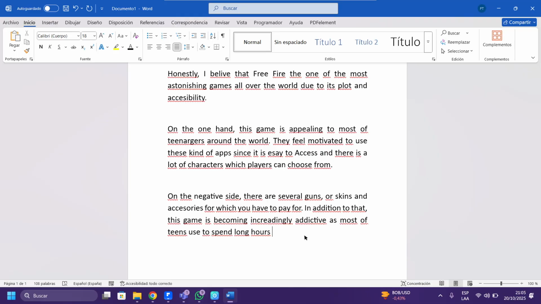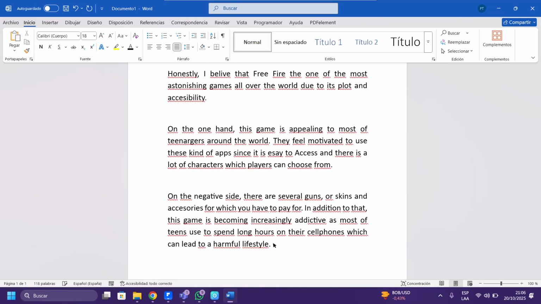So you can say here like this. You see, without knowing anything about the game, you can come up with information, for example, and keep building on it. In addition to that, this game is becoming increasingly addictive, as most teens or teenagers used to spend long hours on their cell phones, which can lead to a harmful lifestyle. And there you are, the paragraph is done. You see? You don't know anything about the game. You are not describing what the game is about or specific things about the game. You just come up with information and that's it.